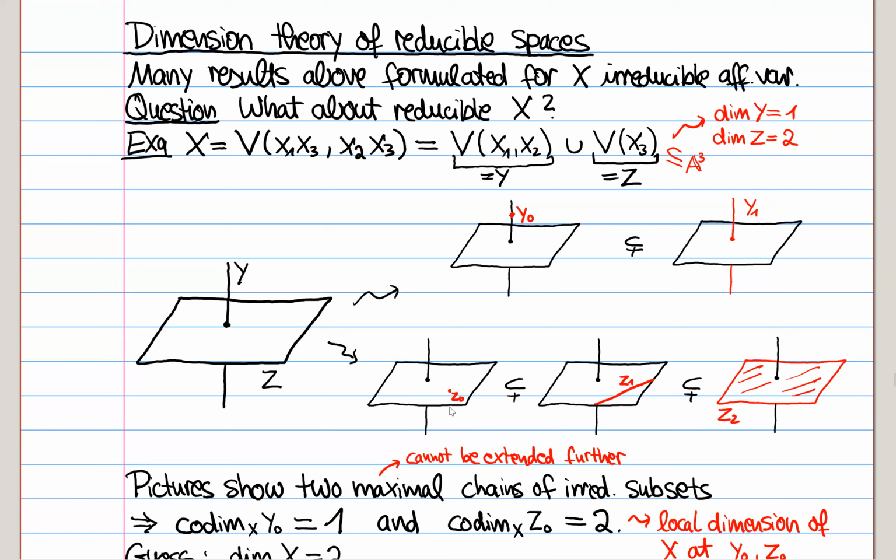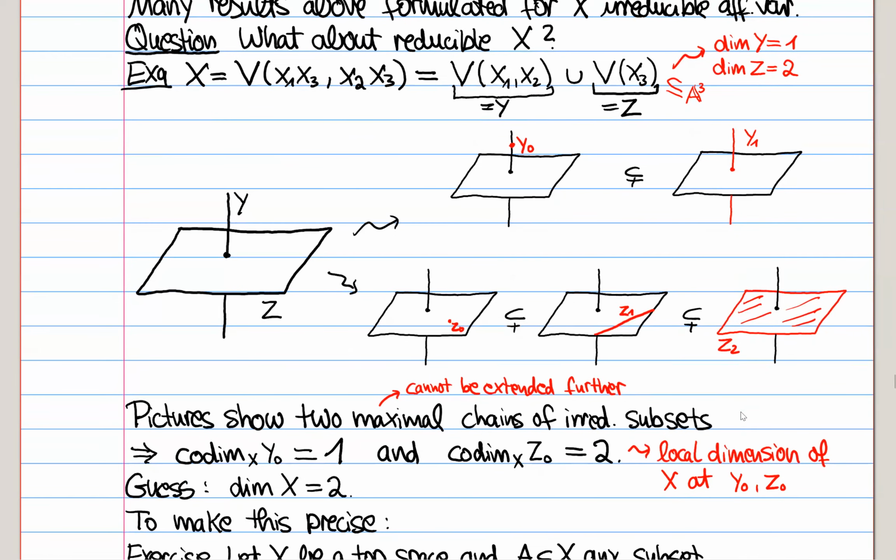And then you have a bit more luck if you start with a point on this 2-dimensional plane, Z0, then you can take, for example, a line going through this point. This is irreducible. This gives you Z1. And then Z1 is contained in the entire plane Z2. So here you have a chain of irreducible things of length 2. So these pictures above, you can make this precise, but the pictures above show actually two maximal chains of irreducible subsets starting in either Y0 or Z0.